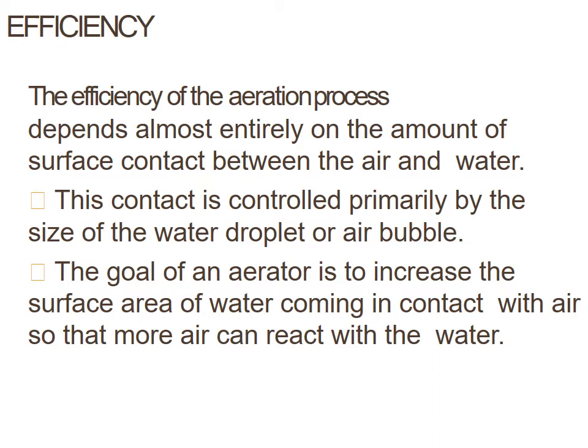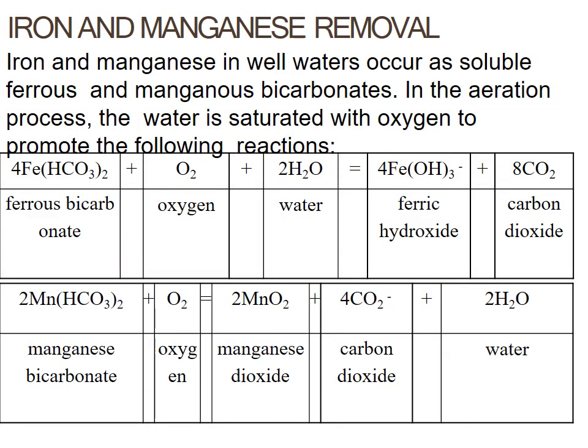How can we remove iron and manganese from water? Mainly iron and manganese are present in well waters as soluble ferrous and manganese bicarbonates. In the aeration process, the water is saturated with oxygen to promote the following reaction. Ferrous bicarbonate reacts with oxygen in water and forms ferric hydroxide and carbon dioxide. In the case of manganese, manganese bicarbonate reacts with oxygen, forms manganese dioxide, and carbon dioxide is expelled.